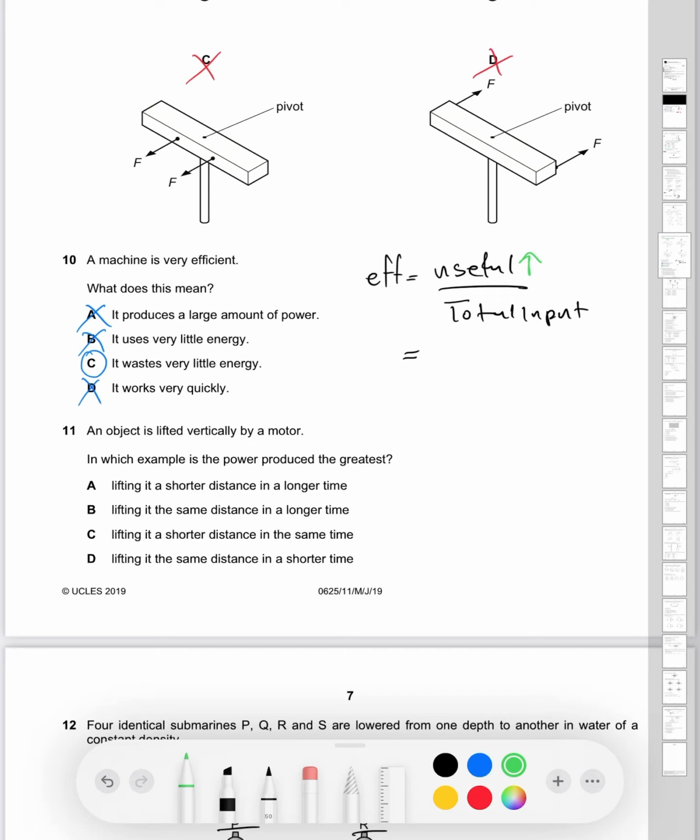An object is lifted vertically by a motor, question 11. In which example is the power produced the greatest? Now, the power of a machine or a motor right here, we're considering the mechanical power, is going to be the energy over the time. Now, if something has a high amount of power, it produces a lot of energy in a short amount of time, right? So it should do the same distance, not the shorter distance, but in a shorter amount of time, which would make choice D the correct answer.